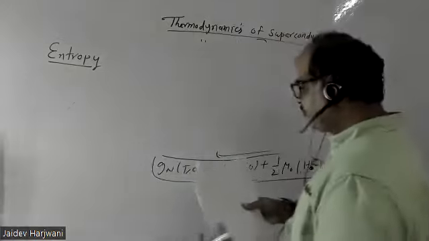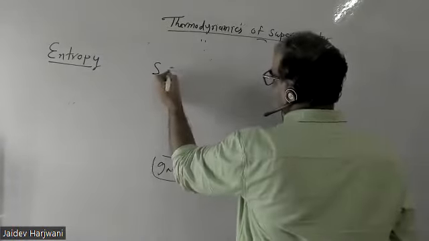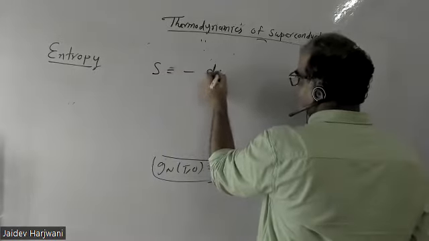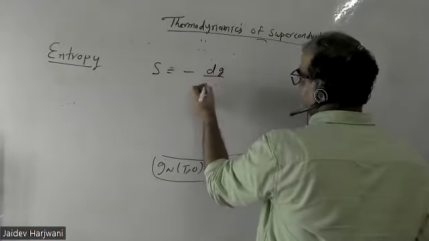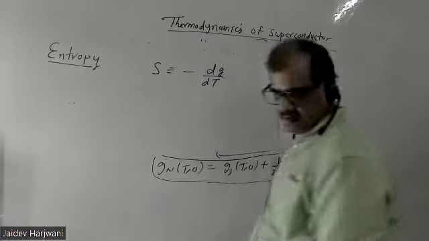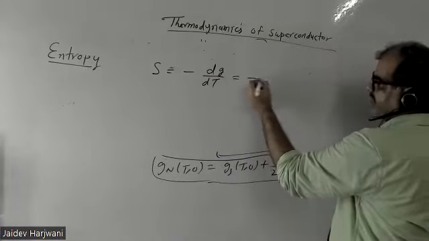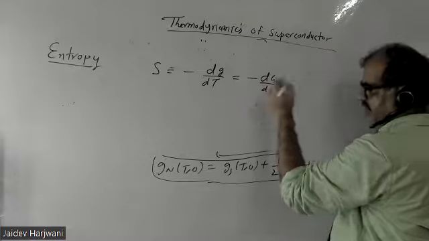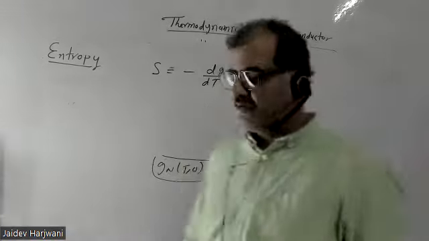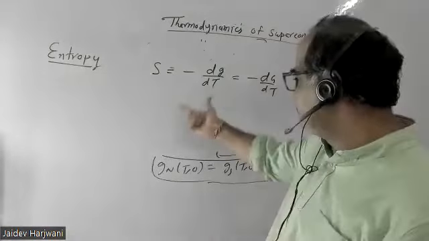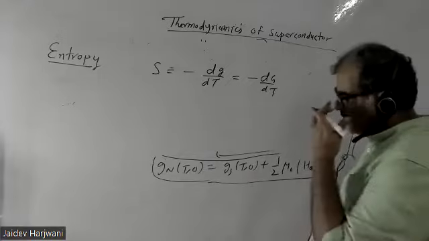So entropy you define by the first order differential of Gibbs free energy, given by del G upon del T. Since this is per unit volume, you can also write dg upon dt, whatever you want. So this is the first order differential with respect to temperature. Now you have gn, you have gs, so you can calculate entropy.